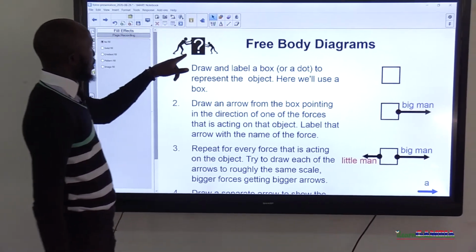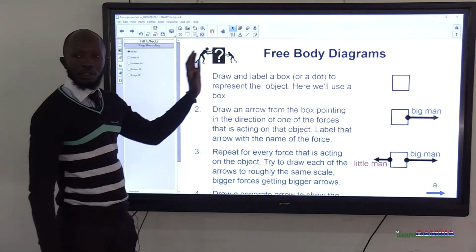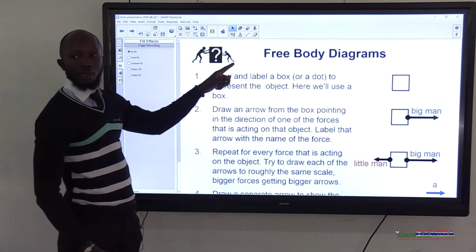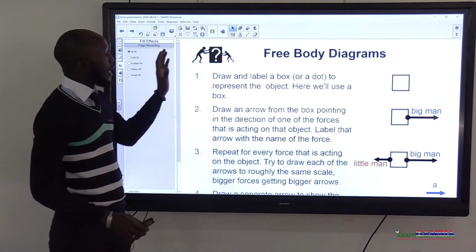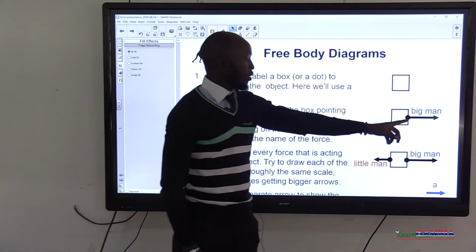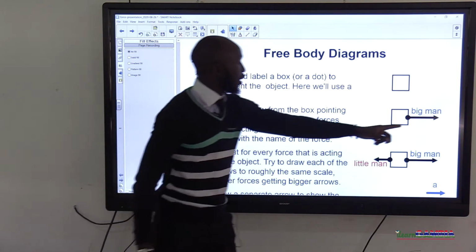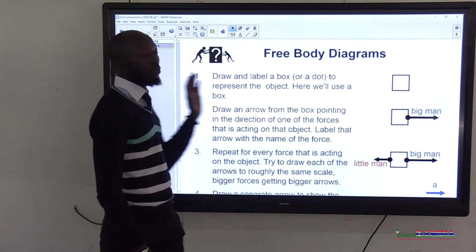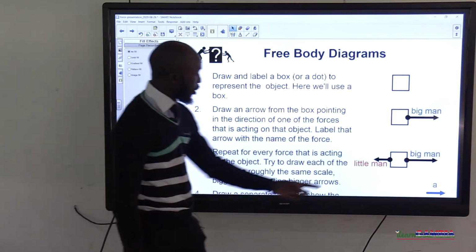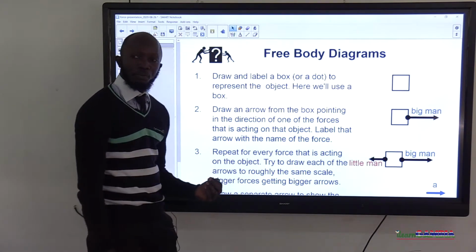For example, if you look at this diagram here, this is an object, and there are two forces that are actually acting on this object. One of the guys here is bigger than the other. So they are trying to push the box, and that is what the explanation here is. You can see that this is the free body diagram, that is the box, and this arrow here is obviously the big guy who's trying to push the box in that direction, and the other guy, the small guy here, the little man, is trying to push the box in this other direction, right?